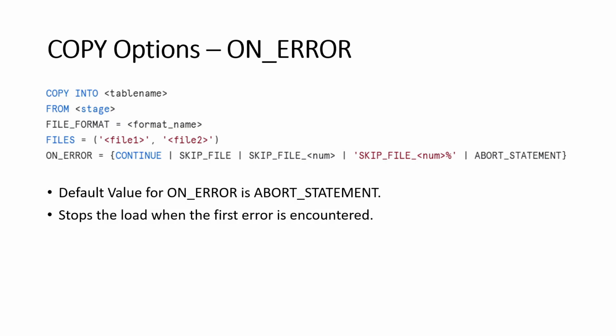Let's discuss the first copy option, ON_ERROR. There are five options in it: continue, skip file, skip file number, skip file percentage, and abort statement. And by default, the value is abort statement for the ON_ERROR option.